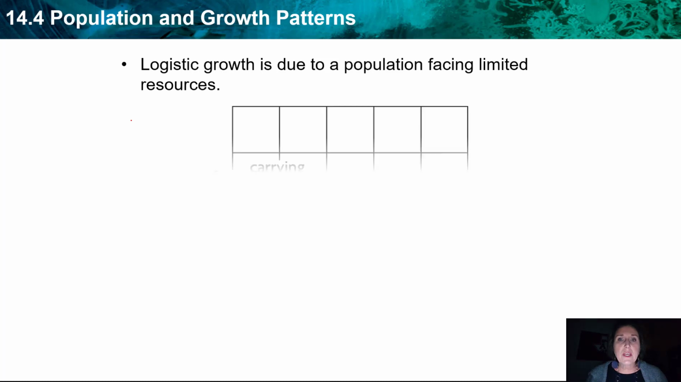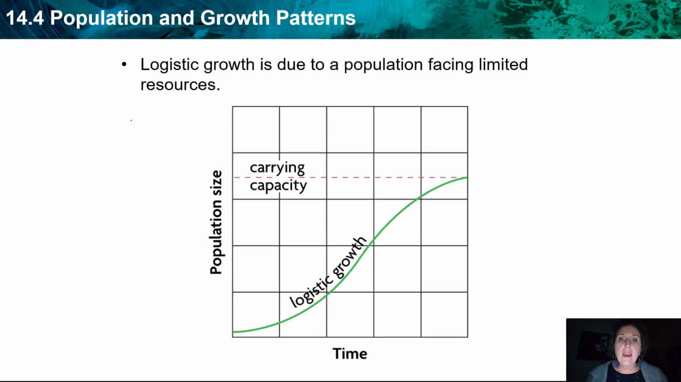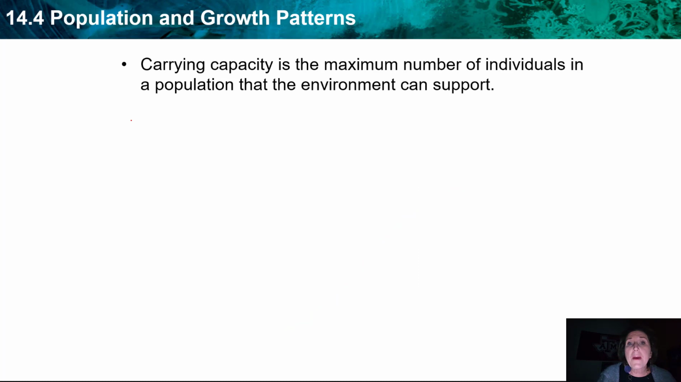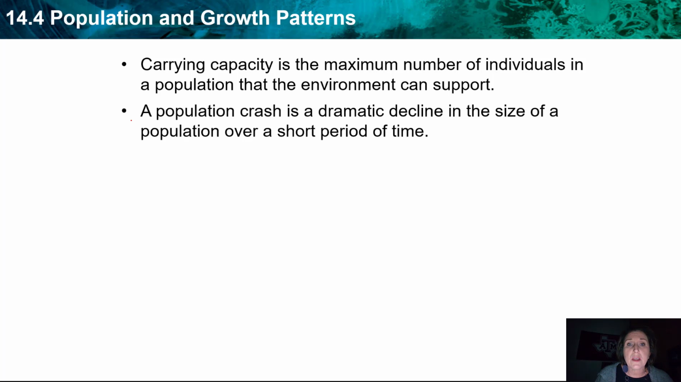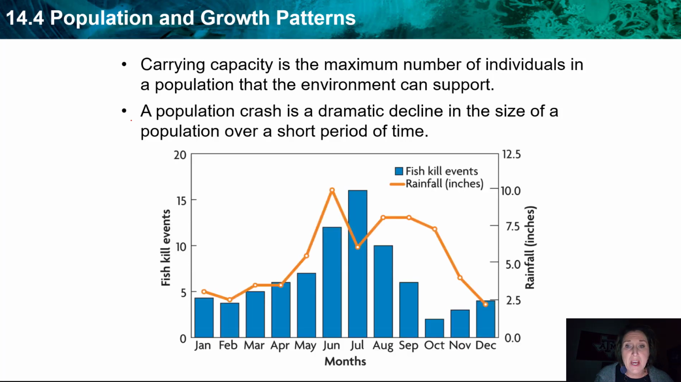Logistic growth is when you have something that is limiting the growth. And so let's say it's food. There's only a certain amount of food. So if the population grows higher than available food, you're going to end up with a lot of animals dying from lack of food until you get back under what's called carrying capacity. Carrying capacity is the maximum number of individuals in a population that the environment can support. So once you pass carrying capacity, you are going to see a dramatic decline in the size of the population over a short period of time.